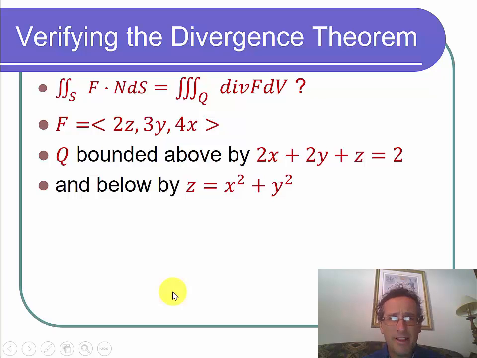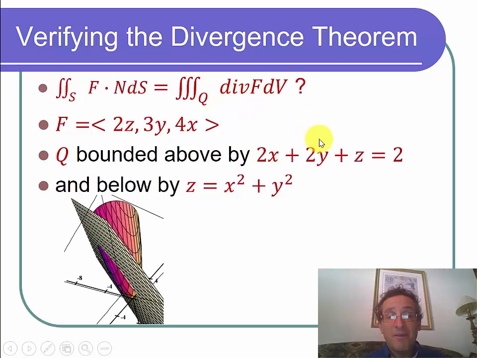The bad news about this is that this is at least twice as hard as just the last example where we had to use the divergence theorem. Because if we want to verify the divergence theorem, we have to compute the left-hand side of the divergence theorem, we have to compute the right-hand side of the divergence theorem, and then we have to notice that the two answers are equal.